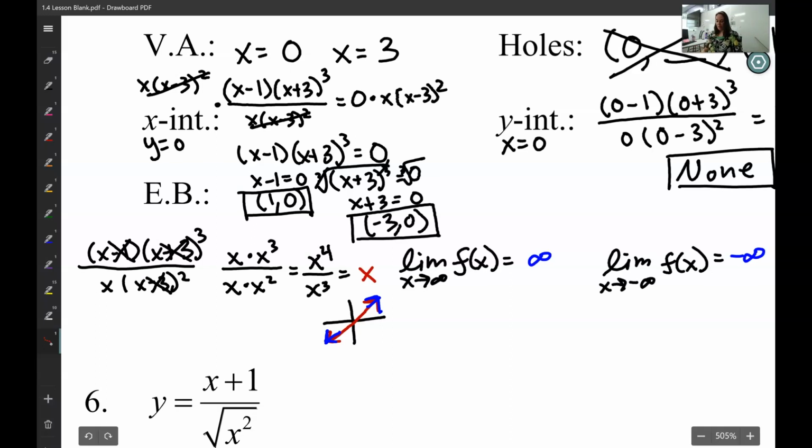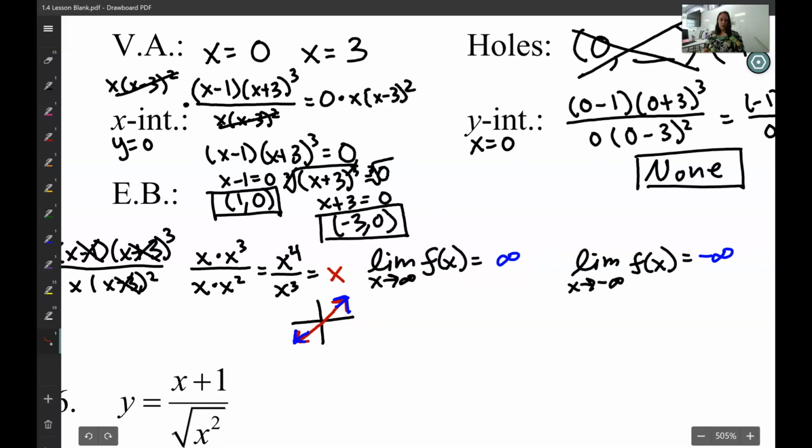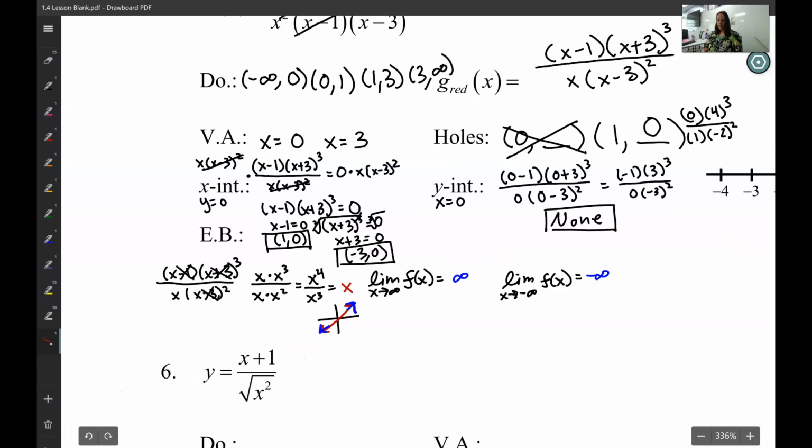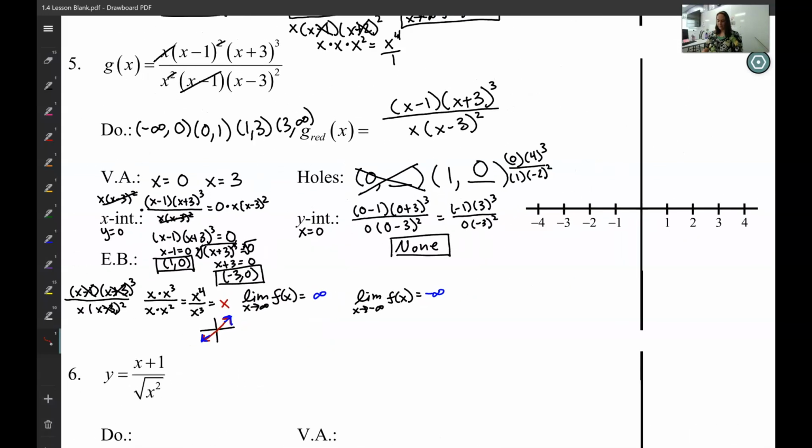So if I think about the graph of y equals x, I know it's this diagonal line. So if I look at the ends of this diagonal line, it's telling me what my limits are. So the limit as x goes to infinity, that's the right hand. That one's going up to infinity. Then I say as x goes to negative infinity, that's the left hand. Well, the left is going down to negative infinity.